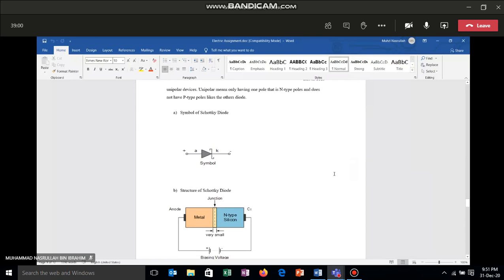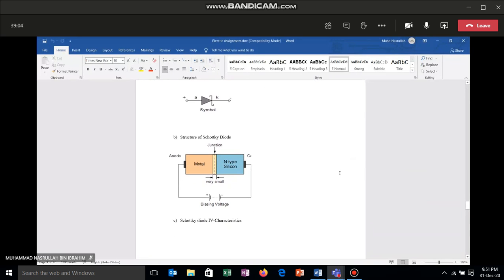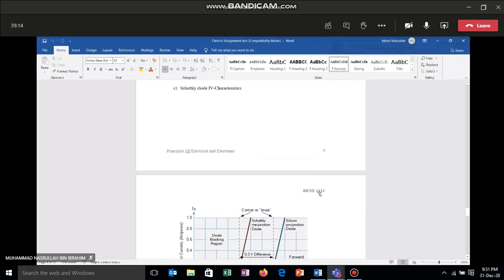A, the symbol of the diode. B, the picture of structure of Schottky diode. And C, Schottky diode characteristic.